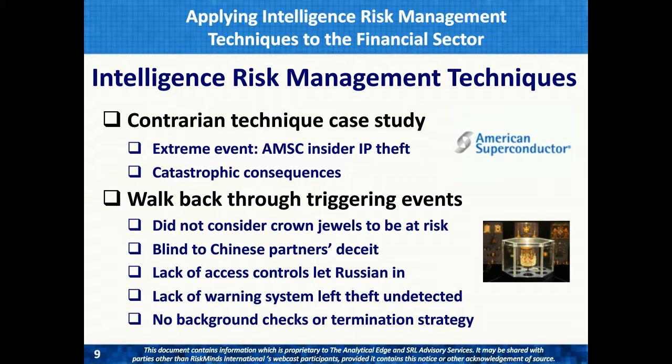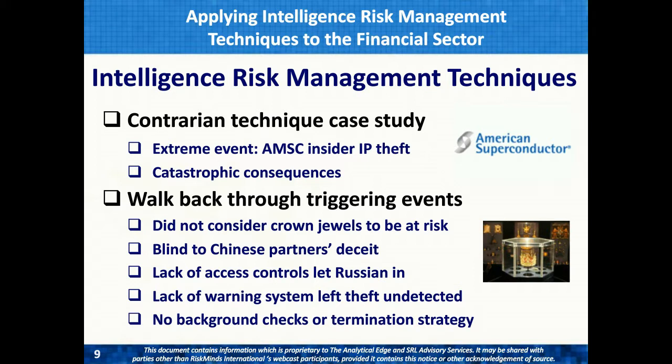And what you do with what if, right? And we'll go into more detail on the next slide. You determine what the extreme event is. In this case, it was the insider threat, which of course ruined the company. The stock is now selling at $3 a share, and they're down to 75 employees. And you walk back through the events that might have caused it.